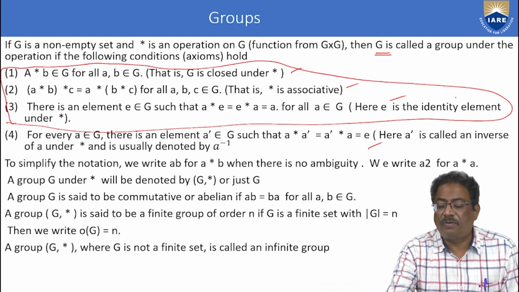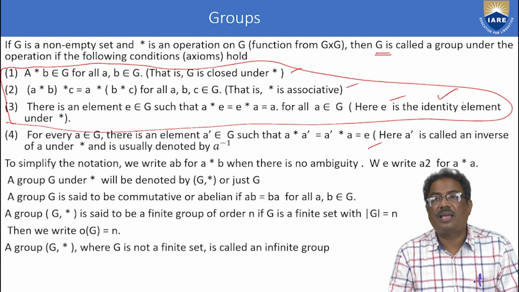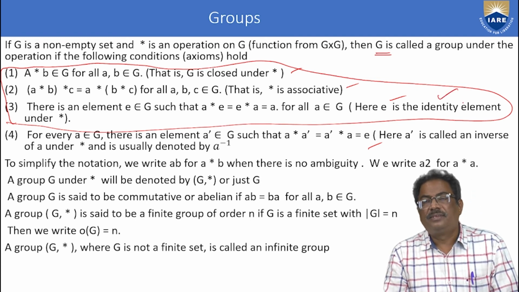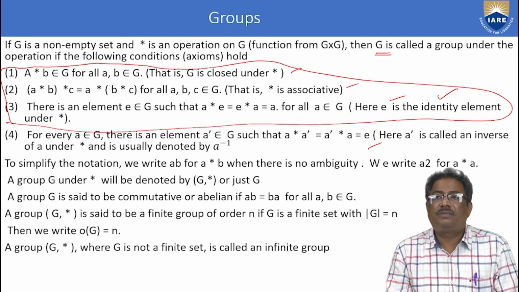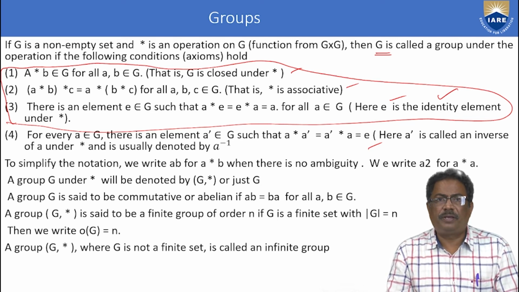A semigroup is said to be a group if it has an identity element and every element has its inverse. Suppose I am saying that a monoid is said to be a group.